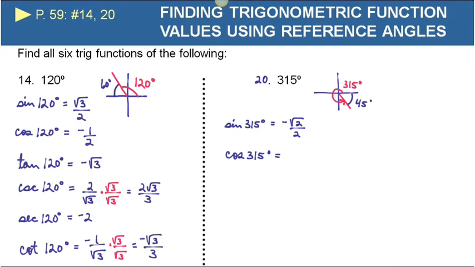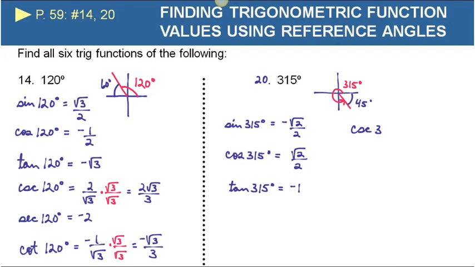Cosine of 315, we're in the fourth quadrant where cosine should be positive, so it's positive square root of 2 over 2. Tangent of 315, we're in the fourth quadrant where tangent is negative, but the tangent of 45 is 1, so this is negative 1.